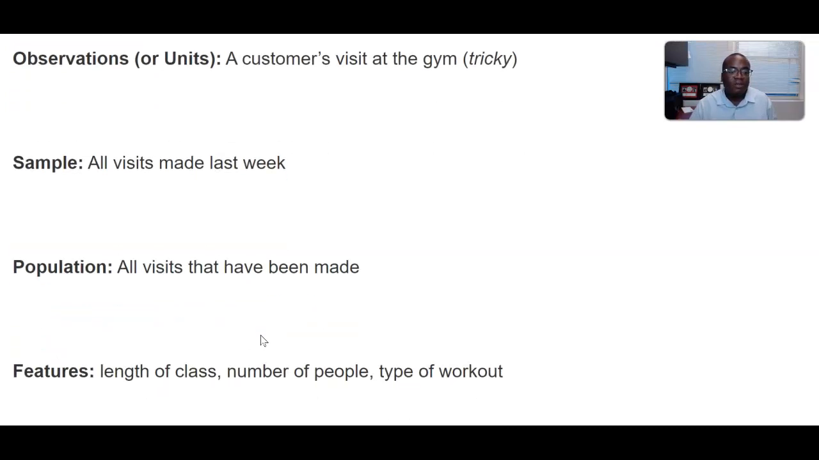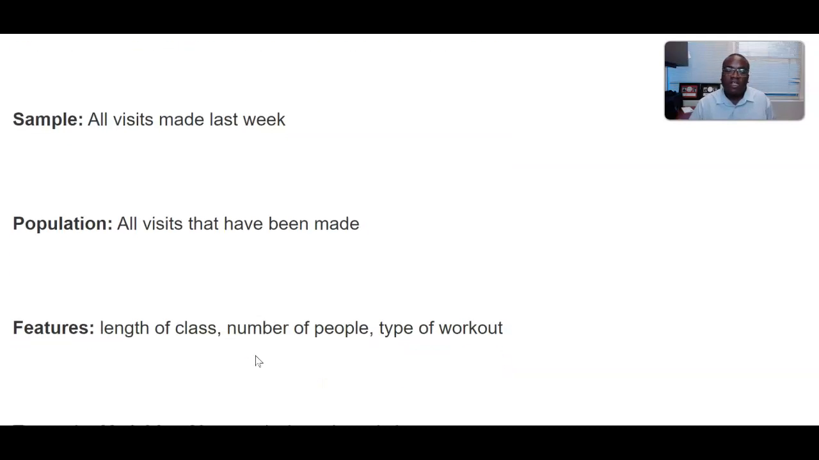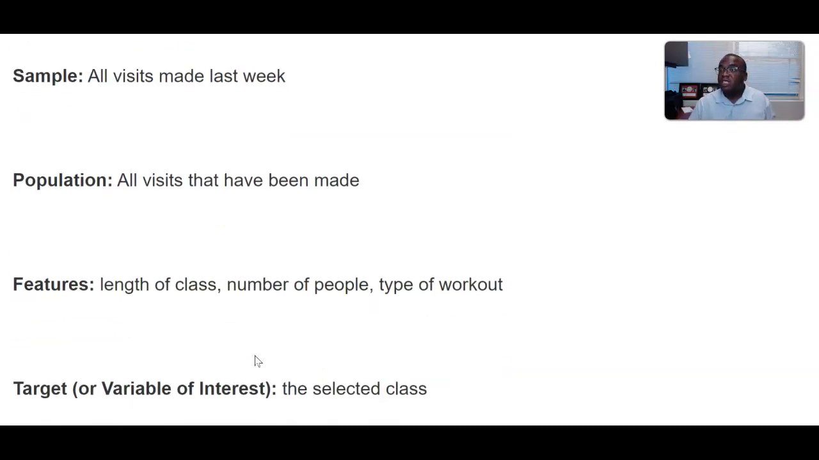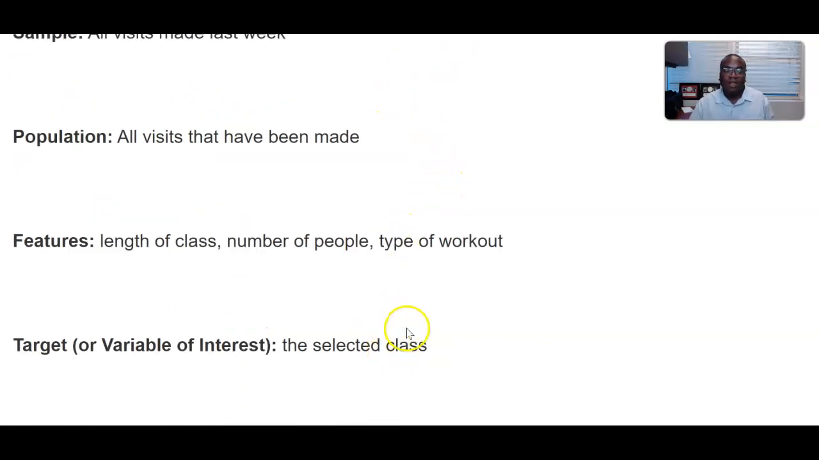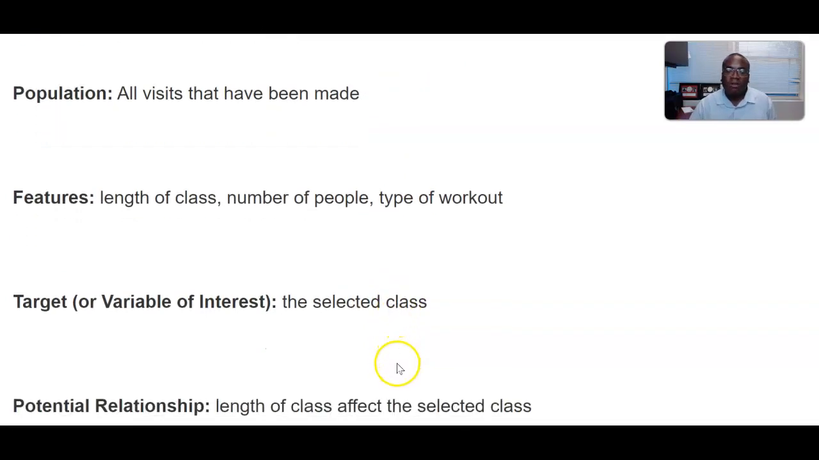Okay, so some features could be the length of a class, the number of people that attend the class, and the type of workout. And then finally, the target variable is the actual selected class. What class was actually selected based on the customer's visit. What actual class was selected. And then from there you want to figure out, does the length of the class have an impact on the selected class, or does the type of class have an impact on the selected class? So these are potential relationships that we could be interested in evaluating.